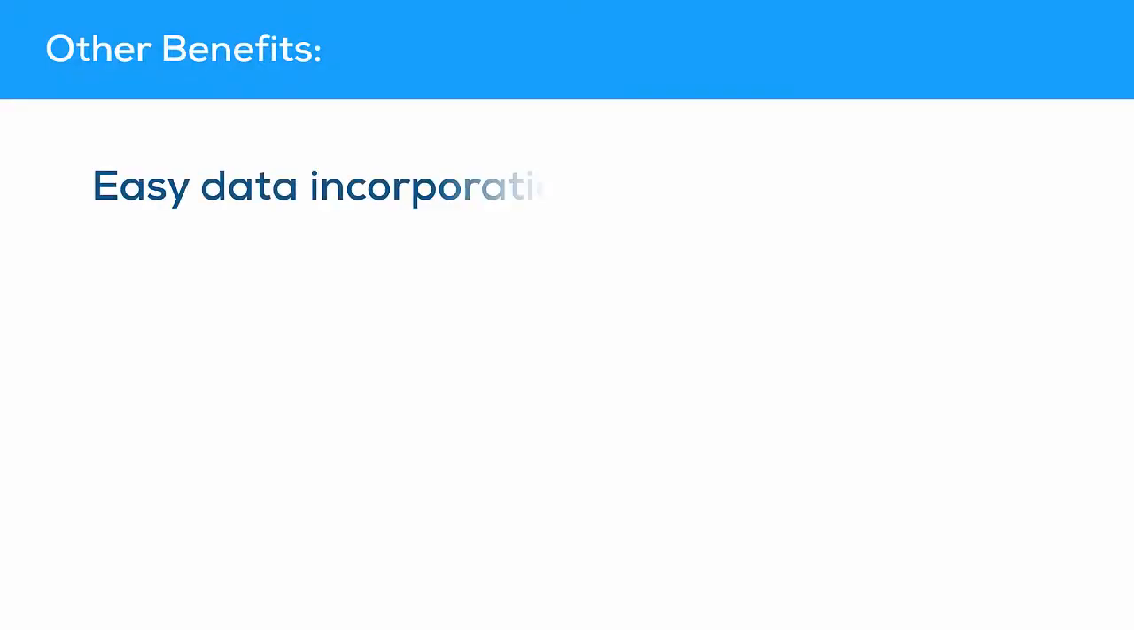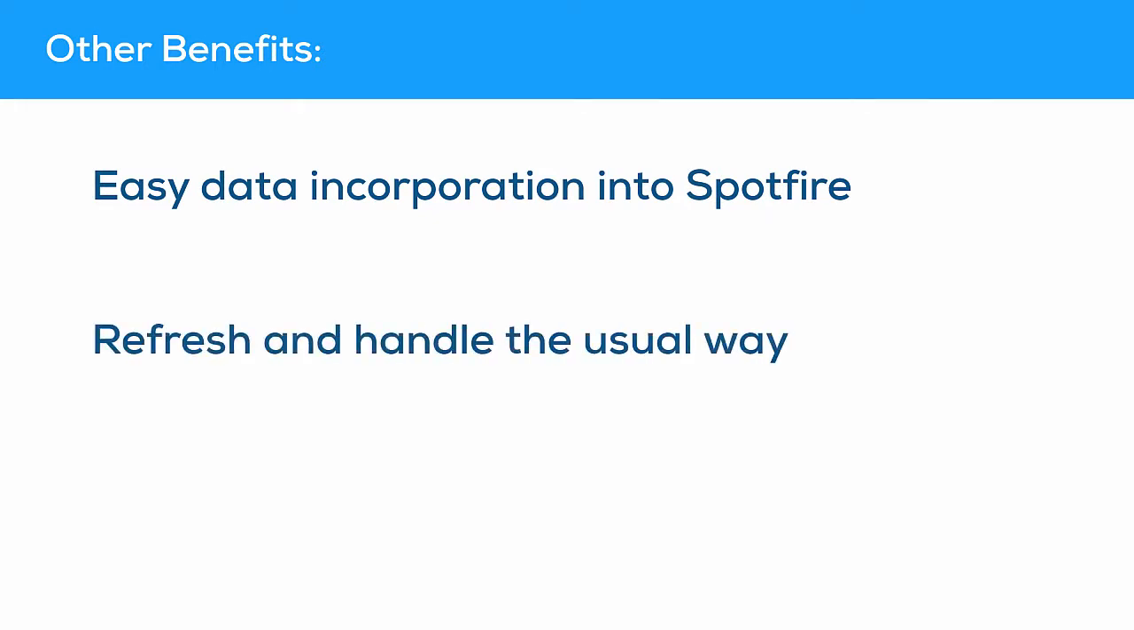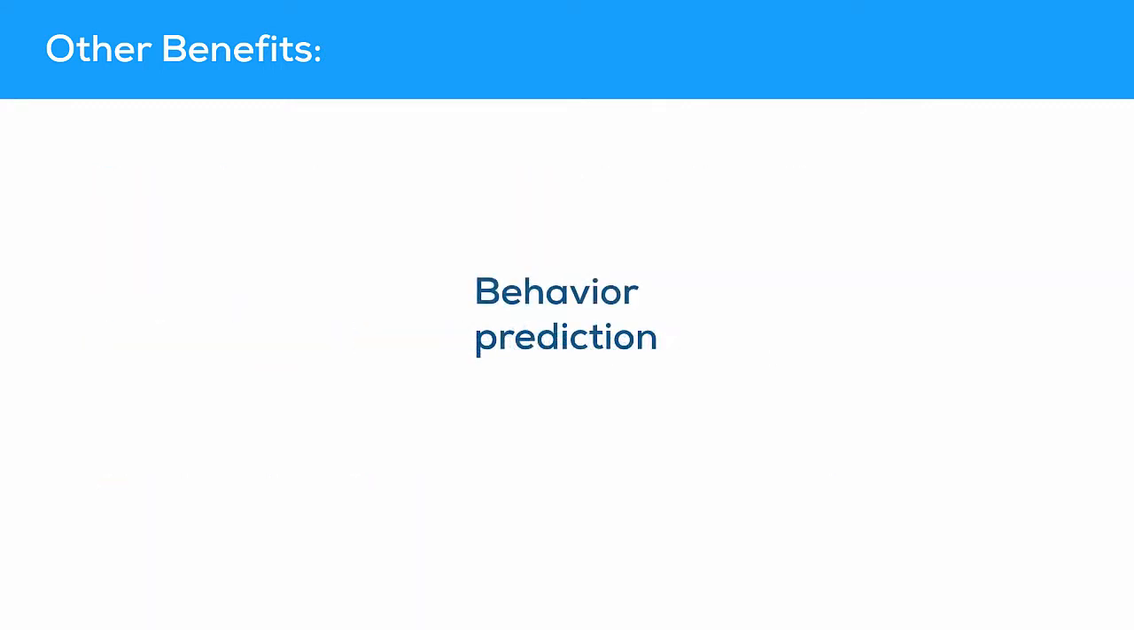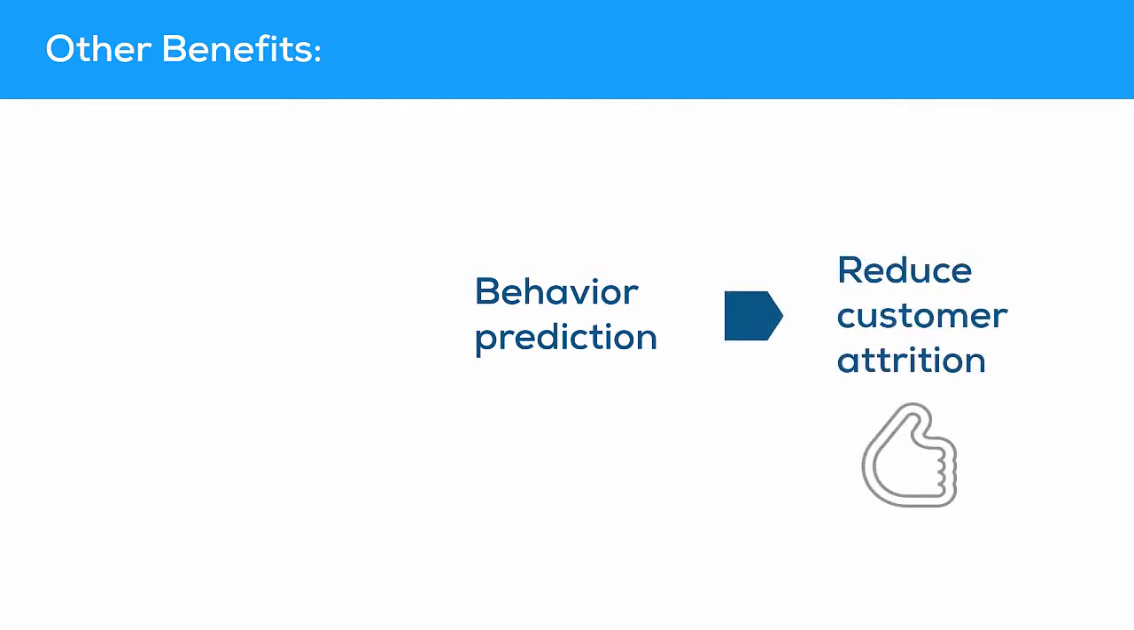Incorporating your own Google Web data into any Spotfire data function is easy, and you can refresh and handle it the way you handle any other type of data tables and data functions in Spotfire. This connector allows you to predict the behavior of specific consumer segments and reduce customer attrition after gaining deep and detailed web traffic insights.